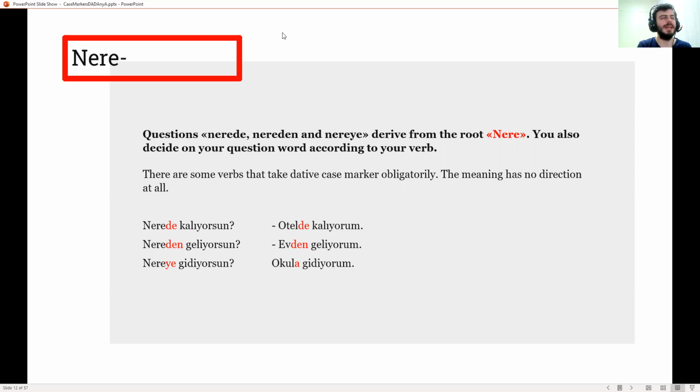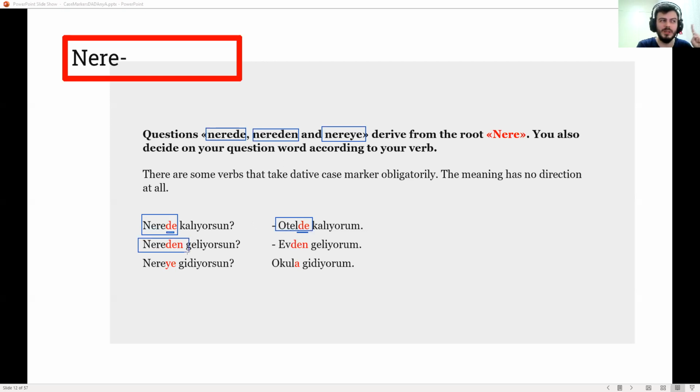So, I have this question word nere. And you probably have never seen this before because it's actually the root of the question nerede. Where is it? Nerede, nereden, and nereye. I'm sure you have seen all of these. Basically, these are all the question words that take a case marker right after the word nere. So whenever you ask a question with nerede, then your answer should also have a locative case. Nerede? Otelde. I'm asking about the location, and my answer is the location.